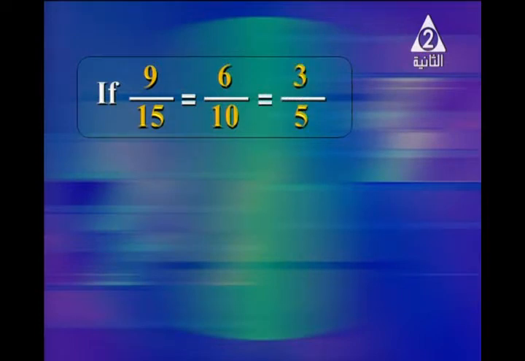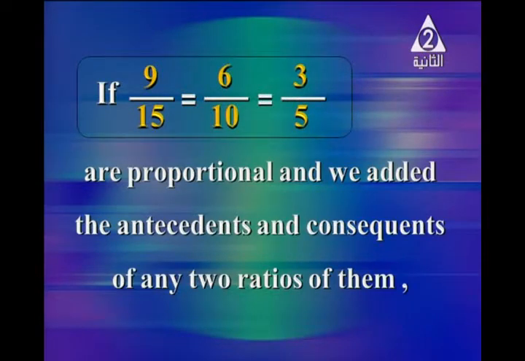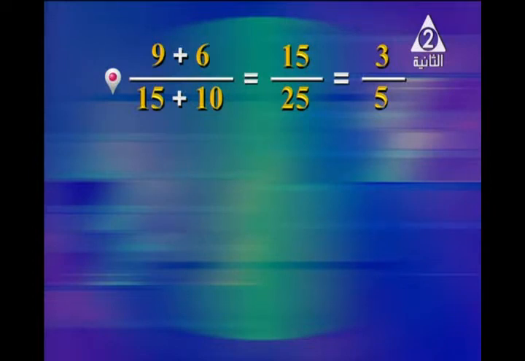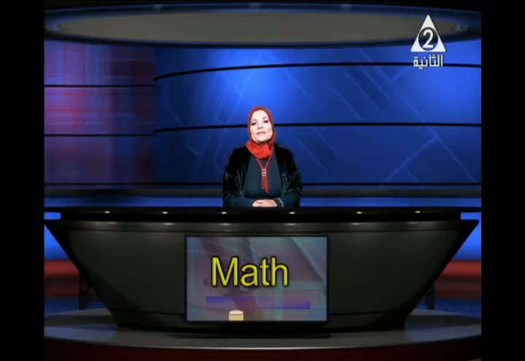If 9/15 = 6/10 = 3/5 are proportional and we add the antecedents and consequents of any two ratios of them, the result will be one of the given ratios. (9 + 6)/(15 + 10) = 15/25 = 3/5. We understand that.